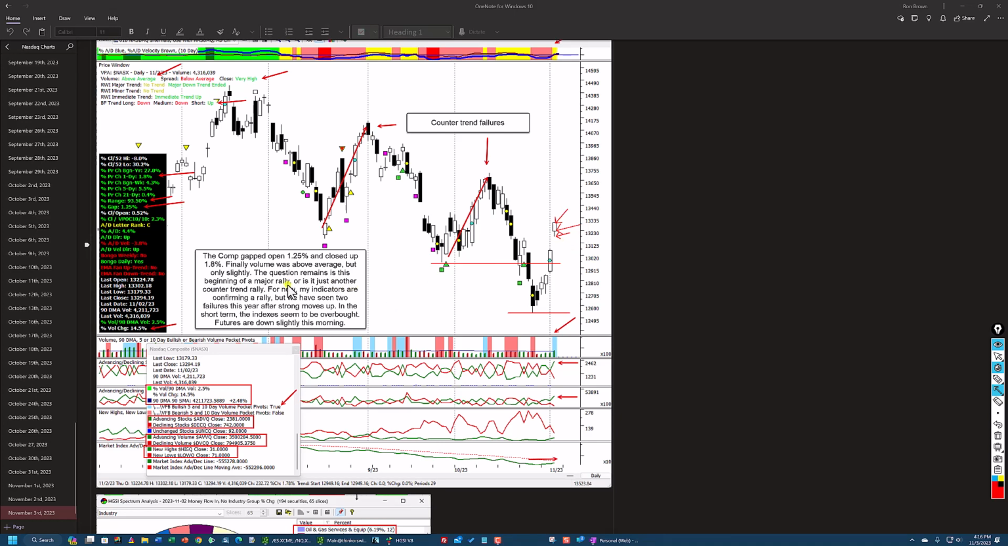The question remains, is this the beginning of a major rally or is it just another counter-trend rally? For now, my indicators are confirming a rally, but we have seen 2 failures this year after strong moves up, right here and right here. In the short term, the indexes seem to be overbought. Futures are down slightly this morning.